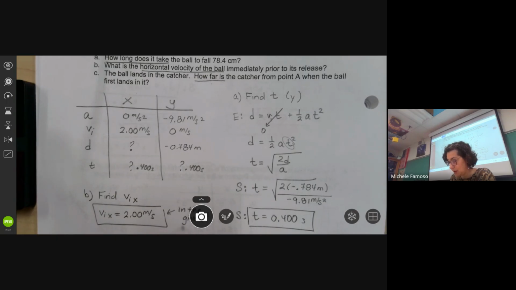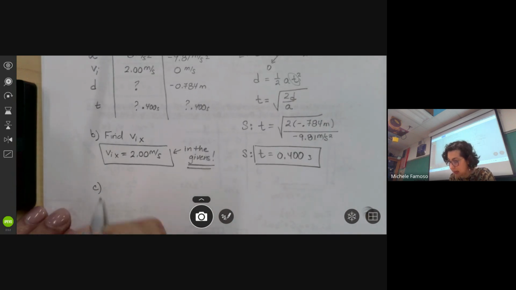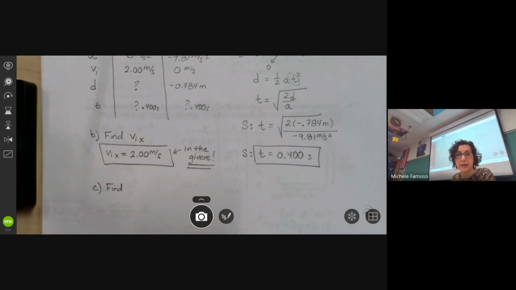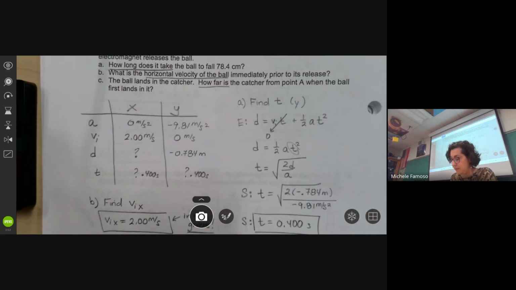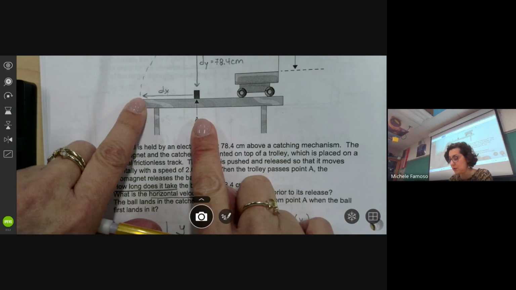This was in your givens, so there is nothing to do to solve for that. Let's look at part C. Elisa, what am I asking you to find in part C? Which distance? When I say how far from point A, look at the picture. Here's point A. That's where it's going to land. So what am I looking for?